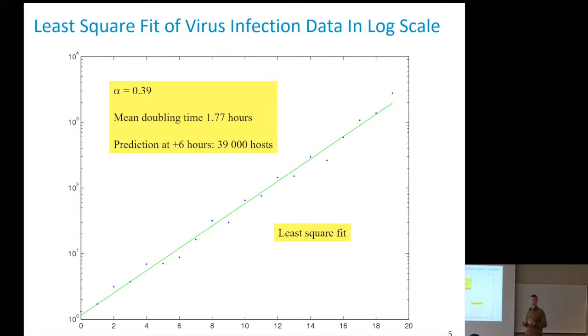If I do that, it turns out that I will find slightly different values. My alpha will be different. The mean doubling time will be larger, and the prediction at 6 hours will be much less. So I go from a prediction of 100,000 infected hosts to 39,000 infected hosts. They are different. We will see how to differentiate between those two different things.